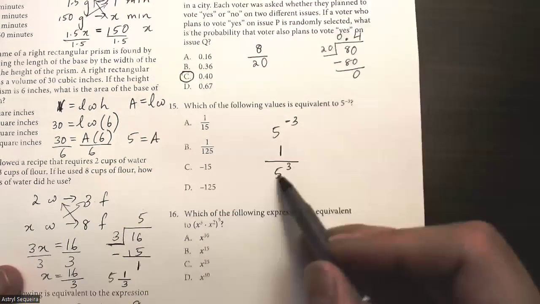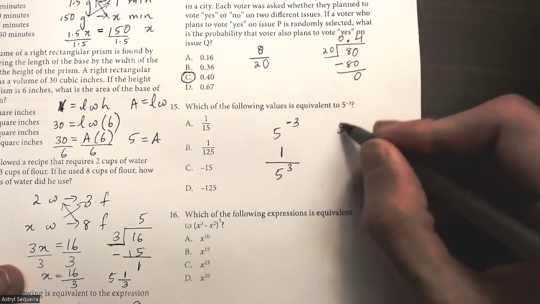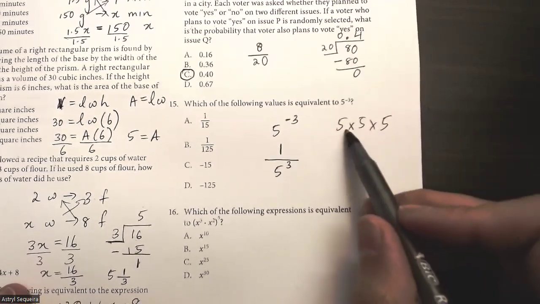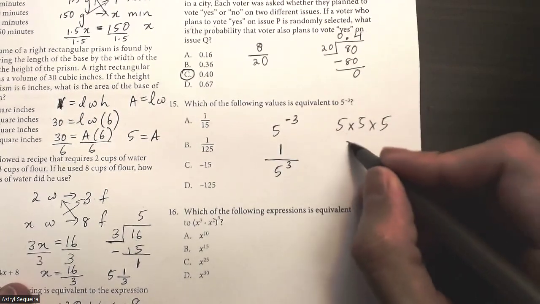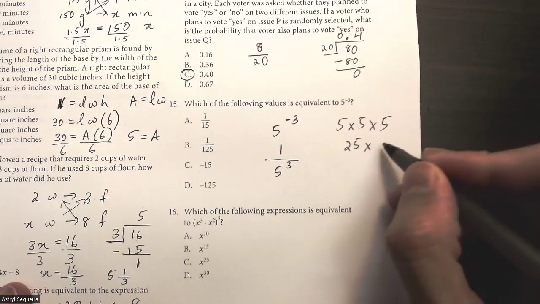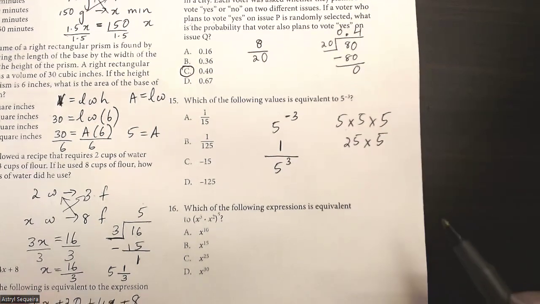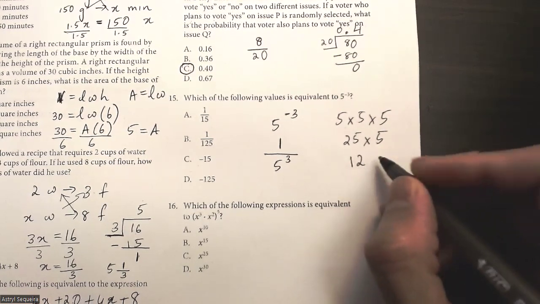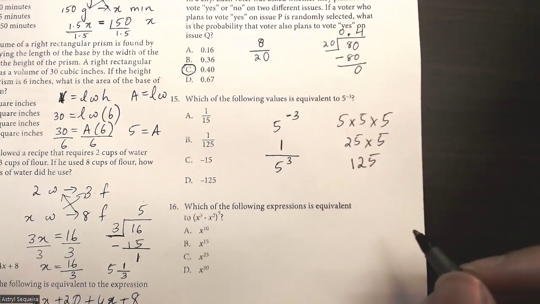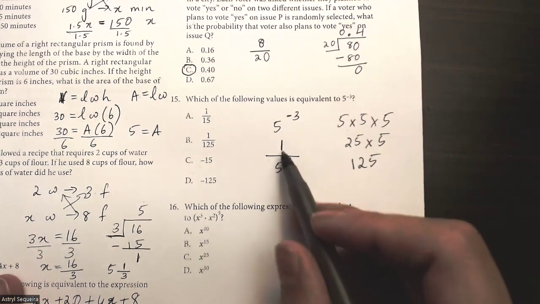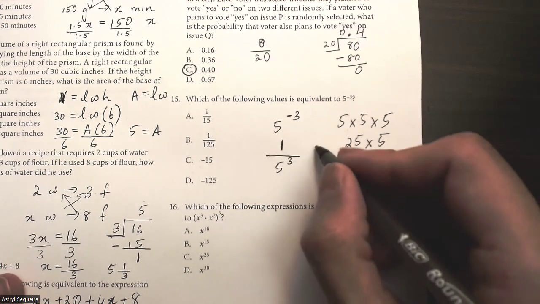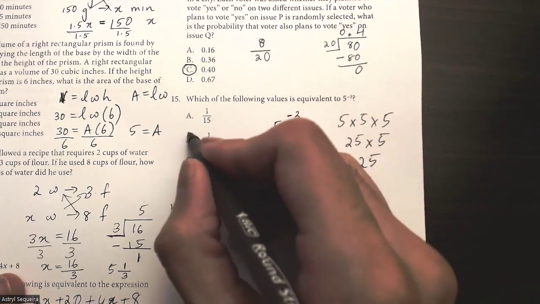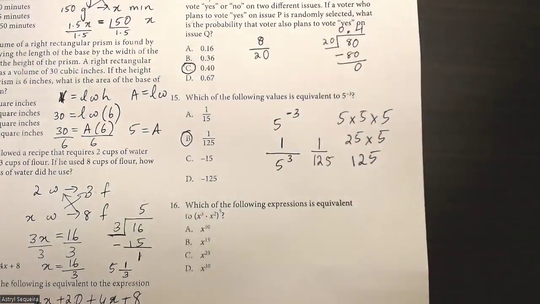Then we have to calculate 5 to the power of 3. 5 to the power of 3 is just 5 times 5 times 5, which should be relatively simple. 5 times 5 is 25. You have to be able to do that without a calculator for this exam. 25 times 5 is again an easy calculation. I'm not going to show it. It's just 125. So my final answer here is going to be 1 divided by 125, which is B.